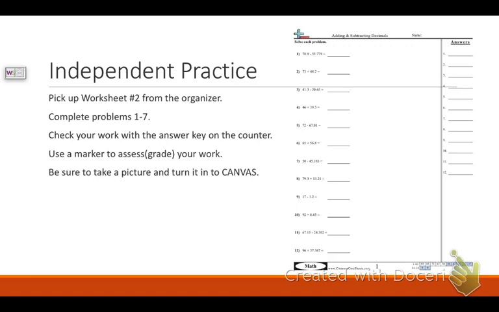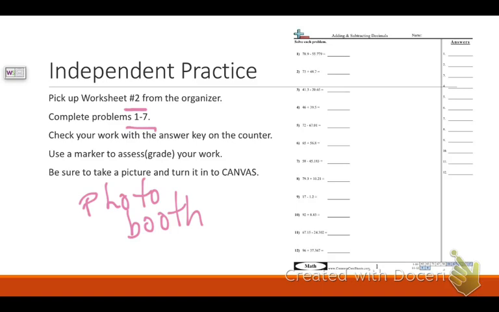Next part. After you are finished with the whiteboards, and you show me and I okay it, go get the assignment number 2. It's over in the organizer, alongside by the window. You're going to complete problems 1 through 7. You're going to check your work with the answer key on the counter. You're going to use a marker to assess or grade your work. Be sure to take a picture using Photo Booth, and I'll show you that, and turn it into Canvas, and I'll show you that as well.